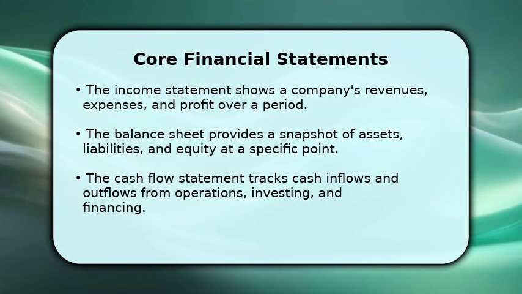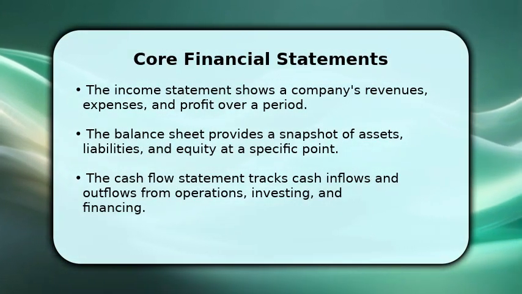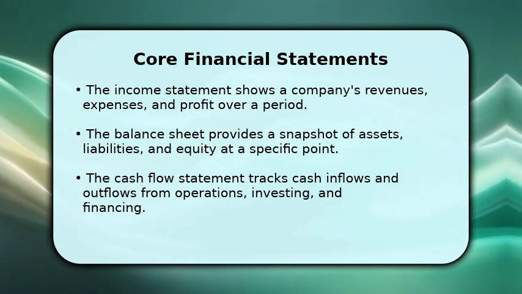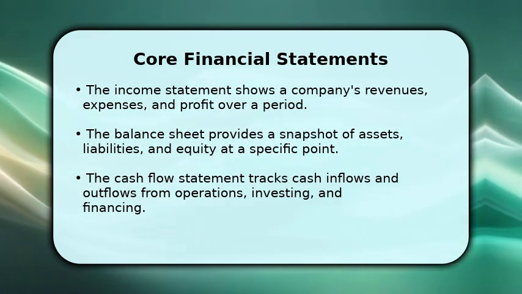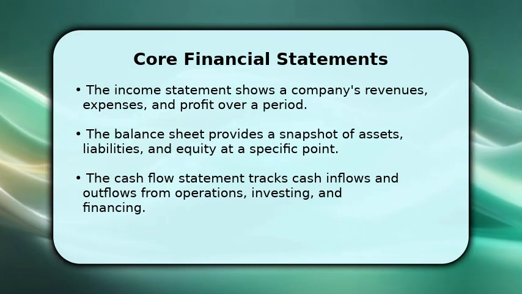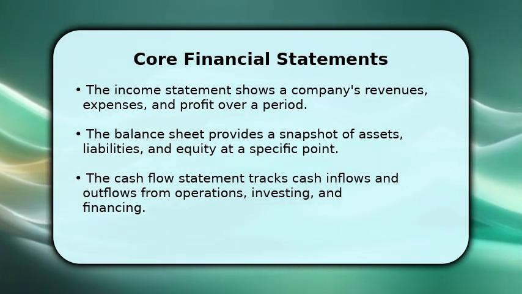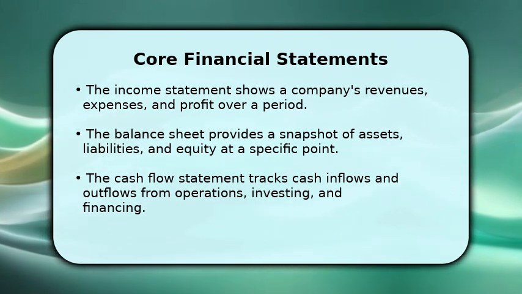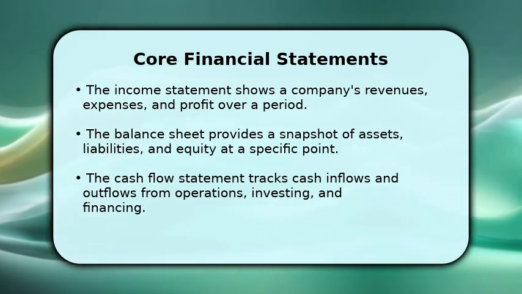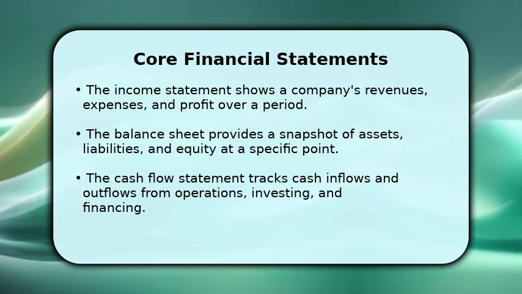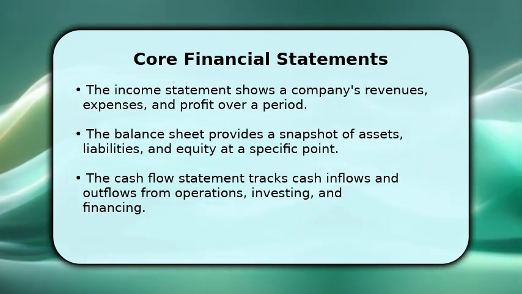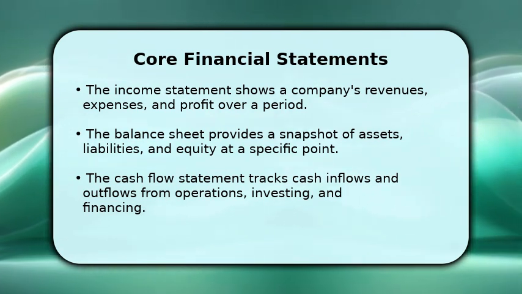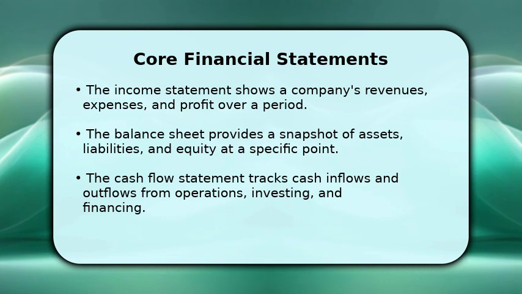First, we dive into the three core financial statements. The income statement, often called the profit and loss statement, details a company's financial performance over a quarter or year, showing revenues and expenses. Next, the balance sheet offers a snapshot of assets, liabilities, and owner's equity at a specific moment. Finally, the cash flow statement reveals how cash is generated and used across operating, investing, and financing activities, providing a clear picture of liquidity.